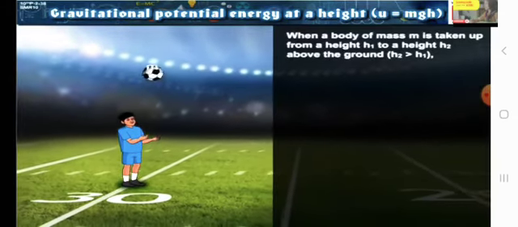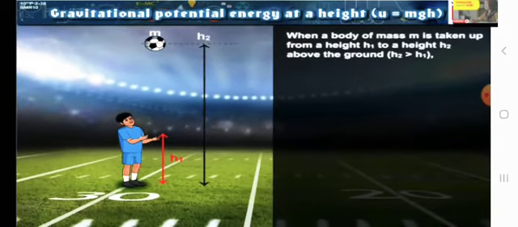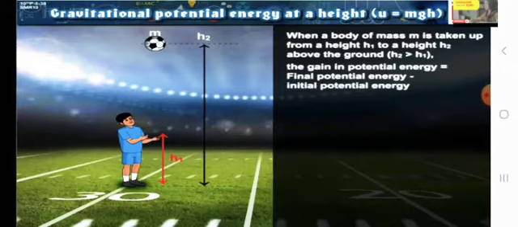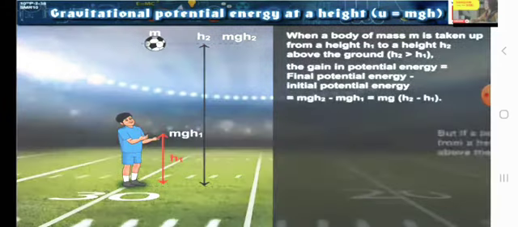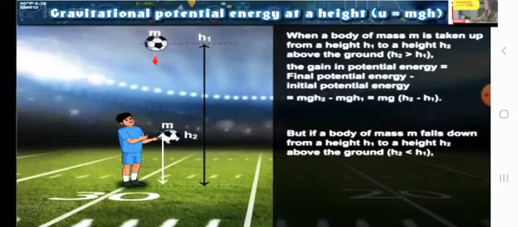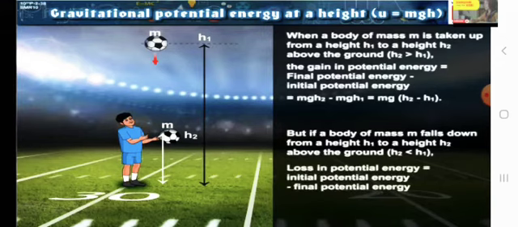When a body of mass m is taken up from a height h1 to a height h2 above the ground, h2 greater than h1, the gain in potential energy is equal to final potential energy minus initial potential energy, which equals mgh2 minus mgh1, which is equal to mg into (h2 minus h1). But if a body of mass m falls down from a height h1 to a height h2 above the ground, h2 being less than h1, the loss in potential energy is equal to initial potential energy minus final potential energy, which is equal to mg into (h1 minus h2).